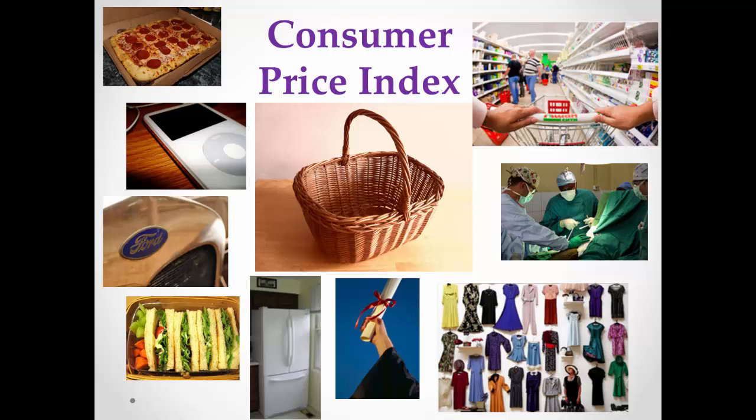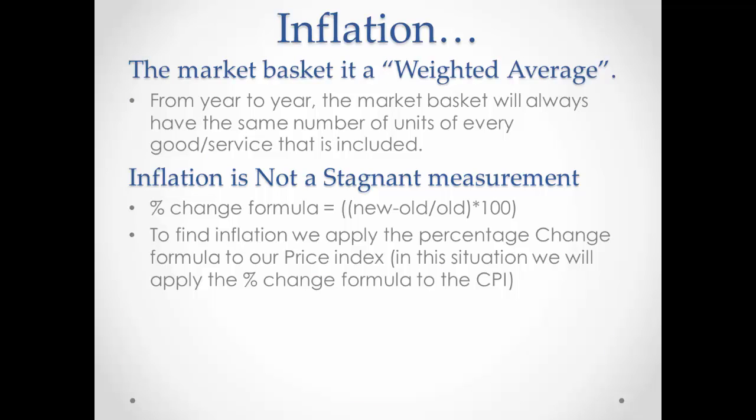All right, so we're going to be talking about our consumer price index. Like I said, this is a market basket of about 500 different goods and services that consumers purchase. This market basket is a weighted average. This means that inside the basket, every single year, we will have the same number in units of each product. It's also important to remember that inflation is not a stagnant measurement. This is a dynamic measurement, so we need to look from one period of time to the next. So when we calculate inflation, we're going to apply our percentage change formula to our price index.